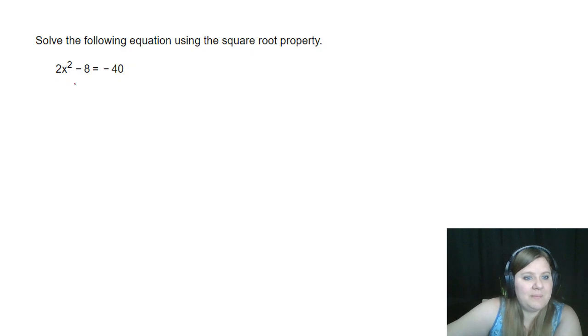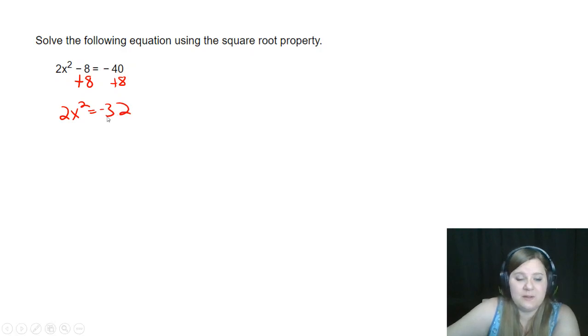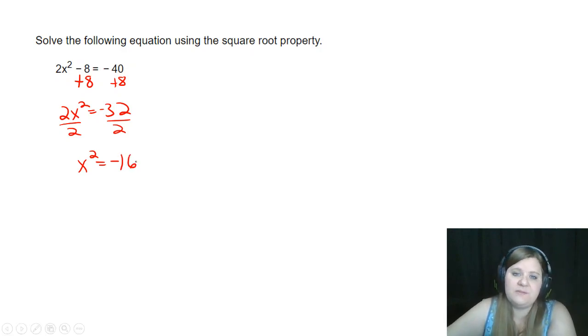So for the square root property, we start by adding 8 to both sides. We have 2x squared equals negative 32. Now we'll divide by 2 on both sides, and x squared equals negative 16. To finish solving for x, I'm going to have to take the square root of both sides. That's why it's called the square root property.